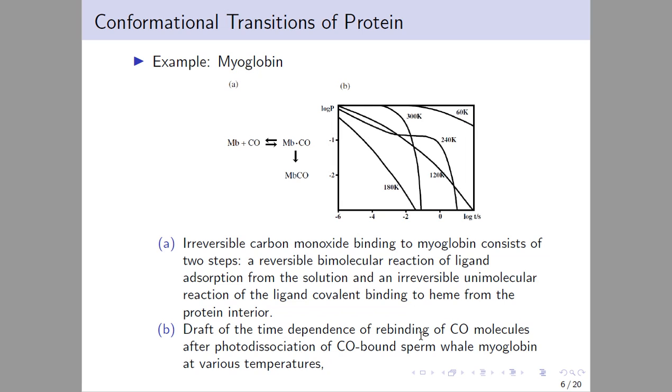Time dependence of rebinding of CO molecule after photodissociation of CO bound sperm whale myoglobin at various temperatures. This one we bleach or photodissociate this CO, and we want to see how fast it will combine back to become MbCO. Okay, depending on the temperature, so here we can get the fastest one is 108K, 60K will be different.